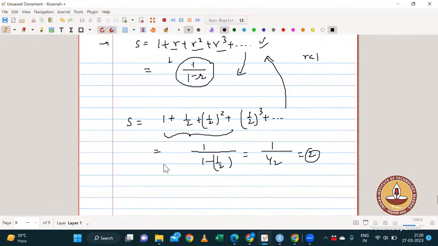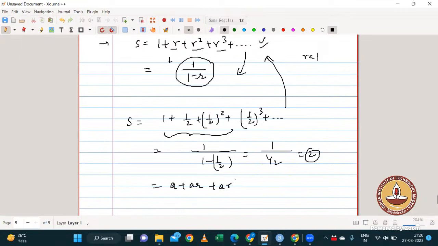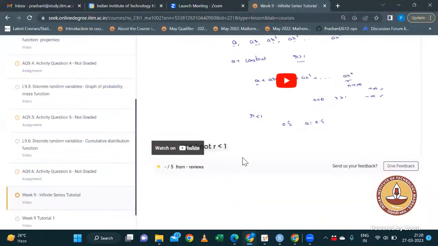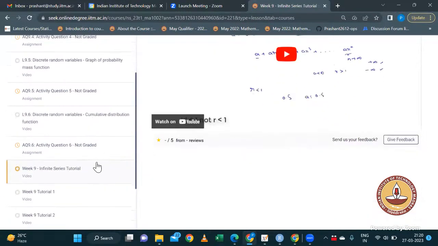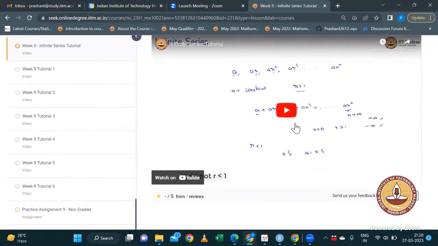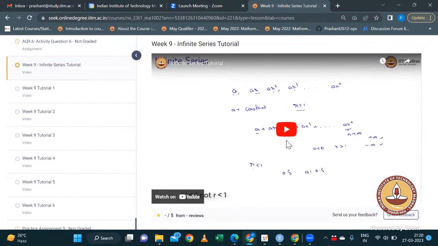Like that. Okay, so there is one more formula, A plus AR plus AR square, AR cube, like this. You can search on Google itself and you will get more formulas from there. There was a question related to this in the practice assignment. We'll see that solution, and just watch this tutorial.